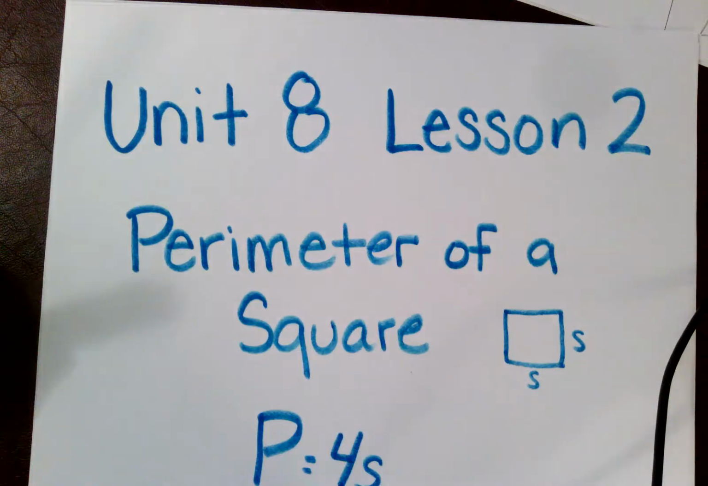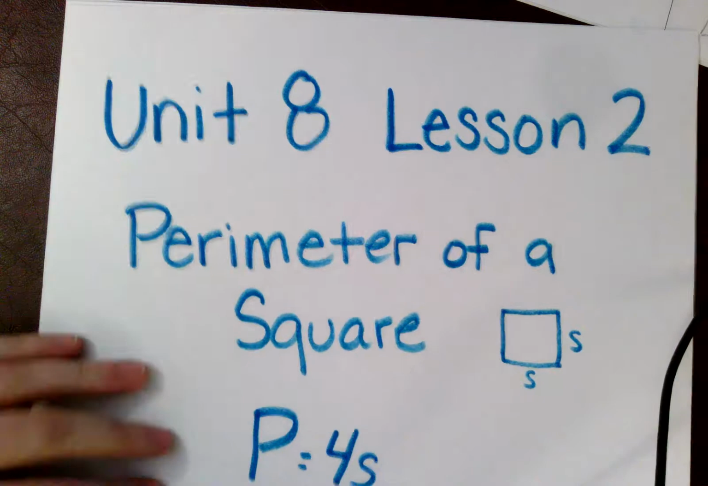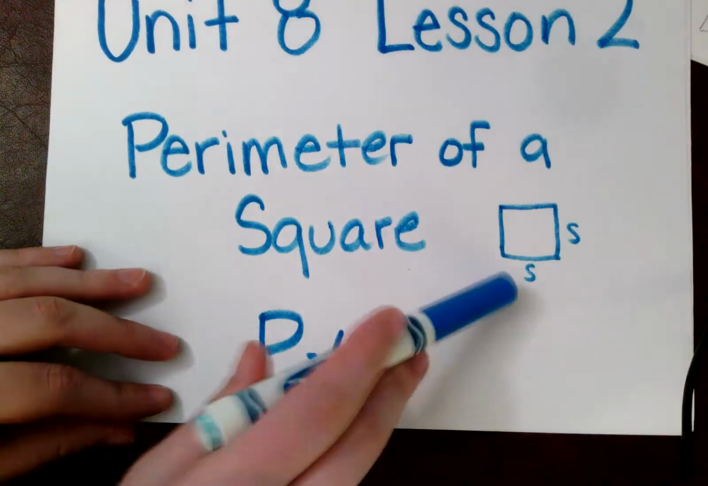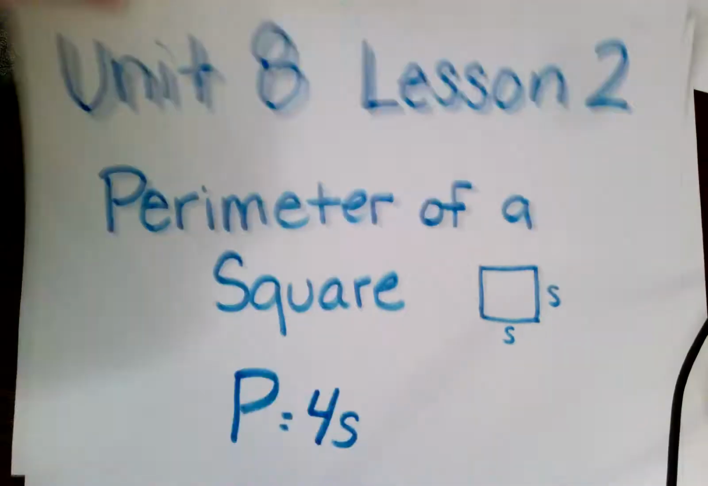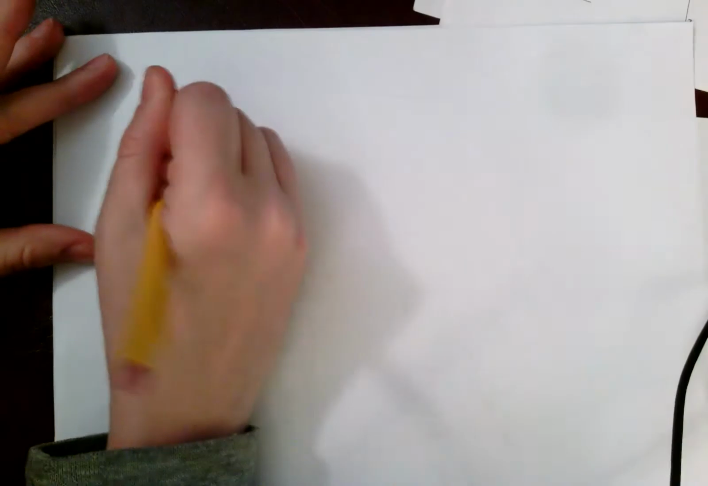In this video, we're going to be reviewing Unit 8, Lesson 2, where we went over how to calculate the perimeter of a square, using the formula perimeter equals 4 times the side of a square. As you know, what makes a square is that squares have all equal sides. For this example, we are going to say that our square has a side of 18 feet.